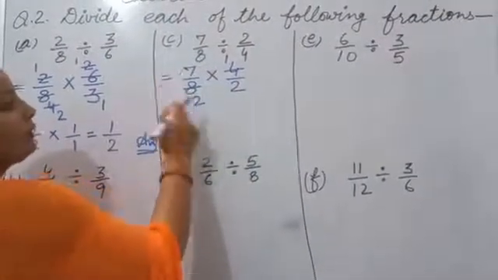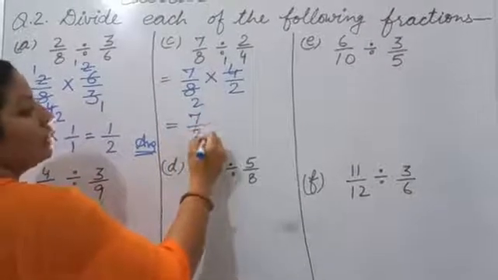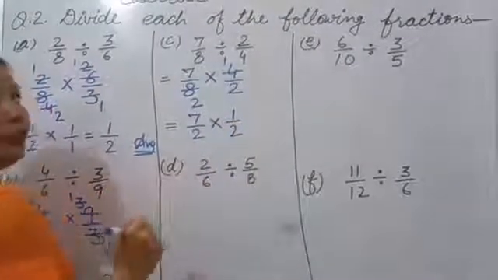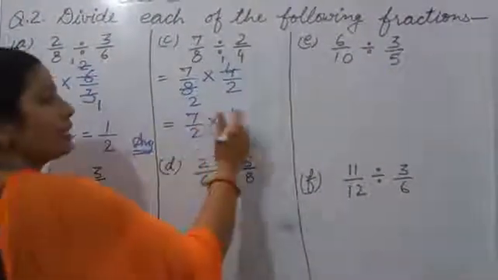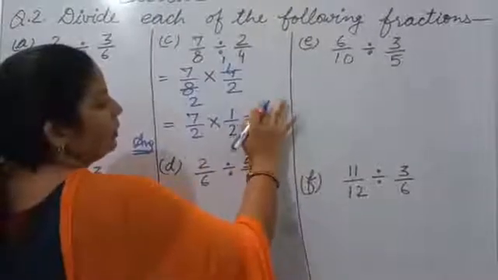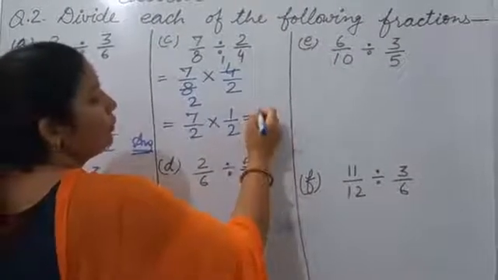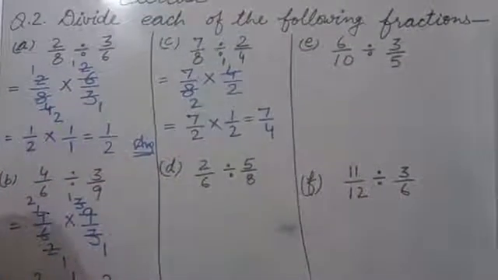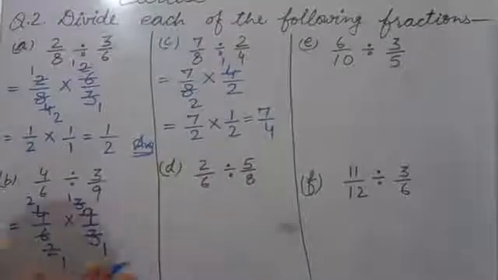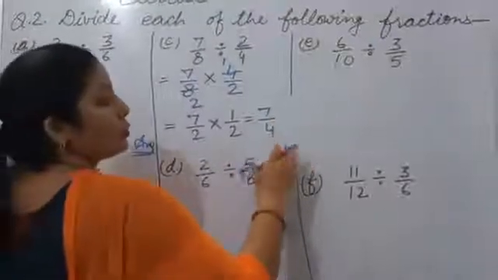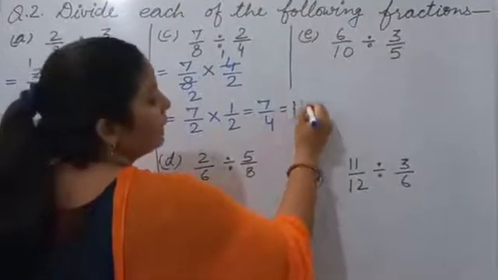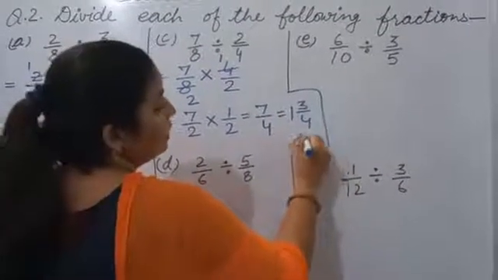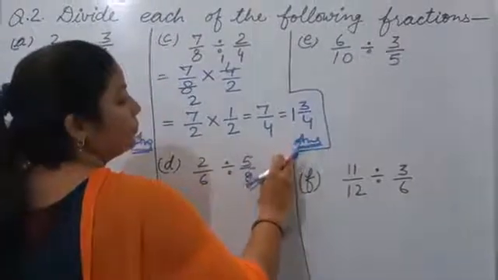Now from here we have 7 upon 2 and multiply by from there 1 upon 2. Now we should multiply numerator by numerator. So 7 ones are 7 and 2 twos are 4. Okay, now it is an improper fraction. So we change it into mixed. So 7 divided by 4. So how we will do? 1 whole 3 upon 4. That's your answer. Okay. So like this you will do.